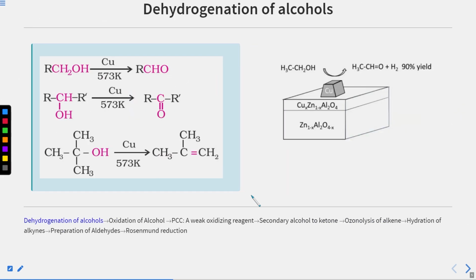Now, first of all, dehydrogenation of alcohol. Here you can see that we have 3 types of alcohol. First one is 1 degree alcohol, then we have 2 degree alcohol, then 3 degree alcohol. If we use the 1 degree alcohol in the presence of copper, here I put up a schematic diagram of the setup that is used to do the oxidation of this alcohol. How does it look?